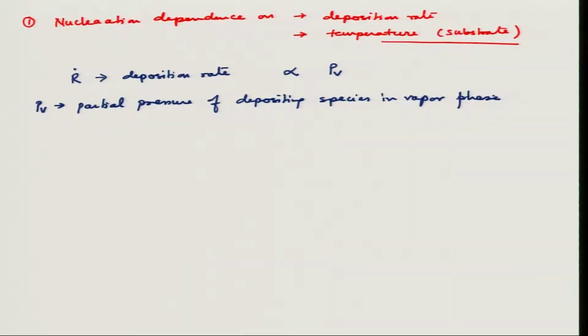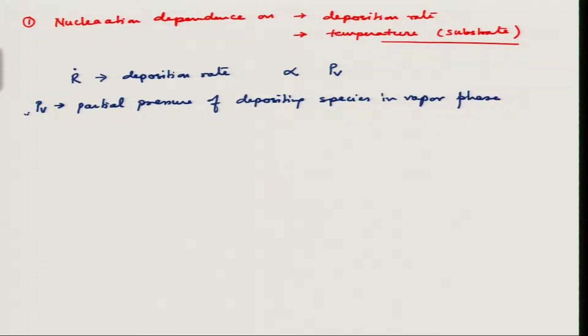So, this is going to be proportional. If we increase, for example, for thermal evaporation, the source temperature, then we will have more of the source material in the vapor phase, and hence PV will increase and the deposition rate will increase. Okay. So, this is the dependence.